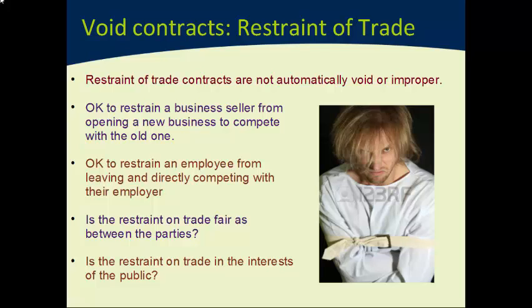What the court does is asks two questions. First, is the restraint on trade fair as between the parties? And so they'll look at these factors like what is being restrained and what the distance is. So is it fair just between the parties? And then second, they'll bring in the public interest. Is the restraint on trade in the interests of the public? So, for instance, if the restraint on trade has the effect of removing necessary competition and therefore driving up prices for whatever the goods and services are, that's not in the public interest, so it's probably not going to be enforceable.